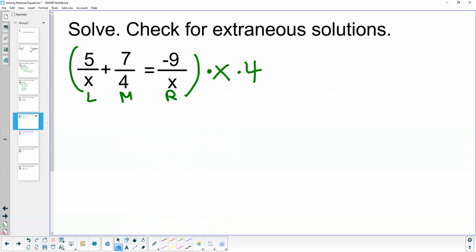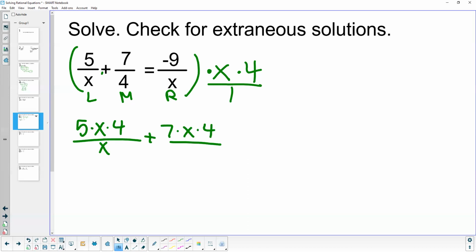And so what that looks like is I just take this. This is a fraction of multiplying it over 1. So I just take my numerator and put those two things in there. So 5 times x times 4 over x plus 7 times x times 4 over 4 is equal to negative 9 times x times 4 over x.